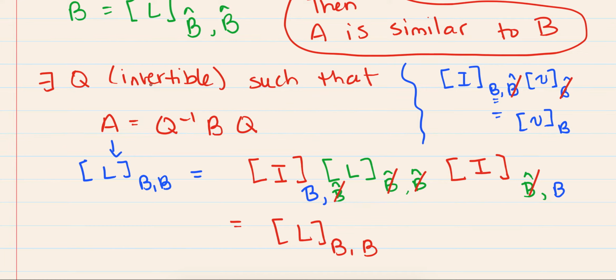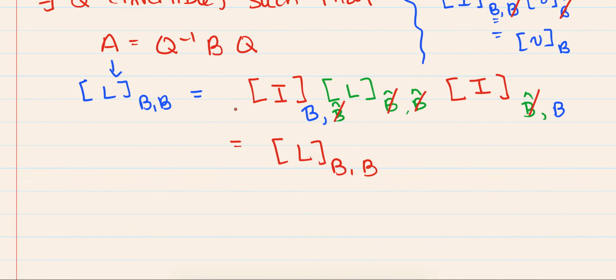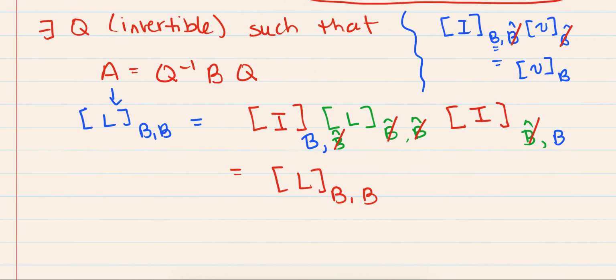Isn't that interesting? So if you take a linear transformation and you write the matrix associated to the linear transformation with respect to one basis, and then take that same linear transformation, write it with respect to a different basis, then those two matrices that you built are similar to each other. And they're similar with the invertible matrix Q being the change of basis matrix. Okay, I want to show you an example of this.